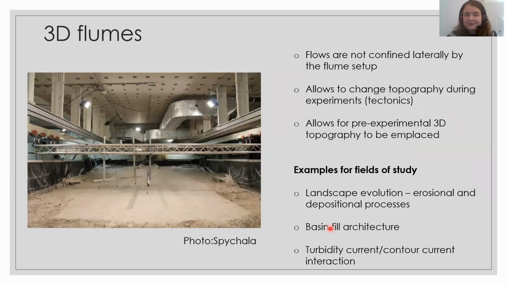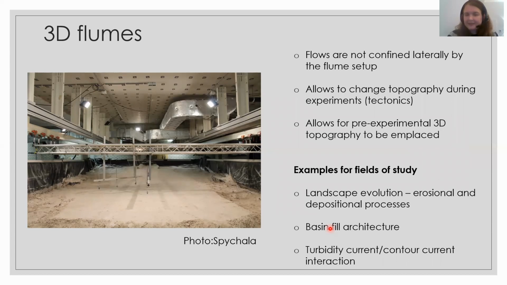So 3D flumes are usually a lot bigger, or at least they are not quite as elongated. They are more square in their geometry than the 2D flumes. And they basically are set up like this, so the flows are not confined laterally. And what they do allow is to sometimes change the topography during experiments.